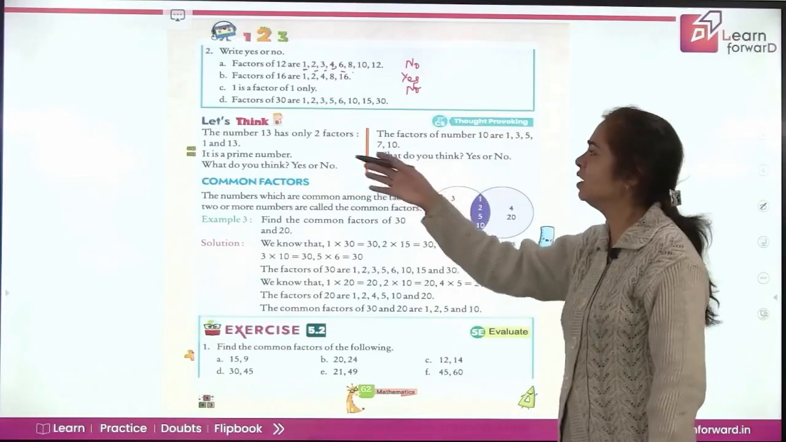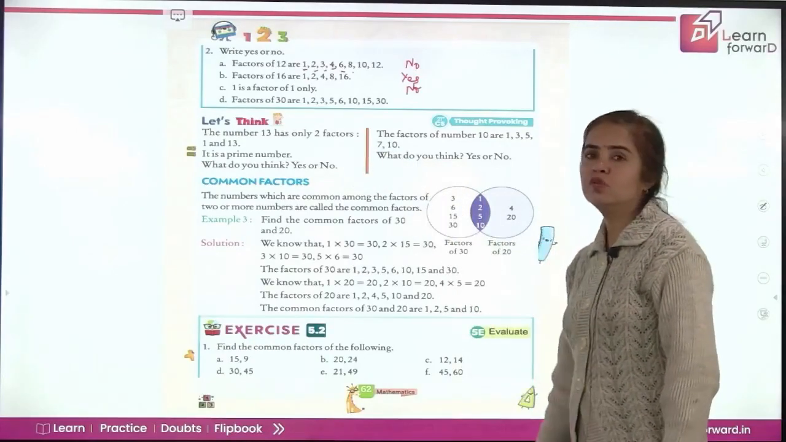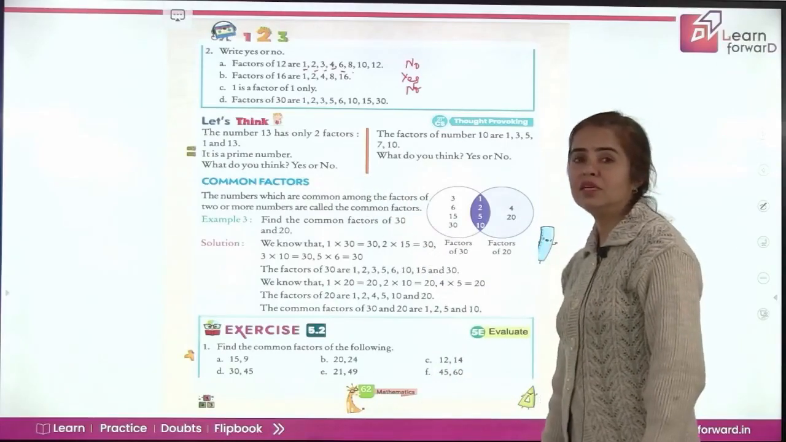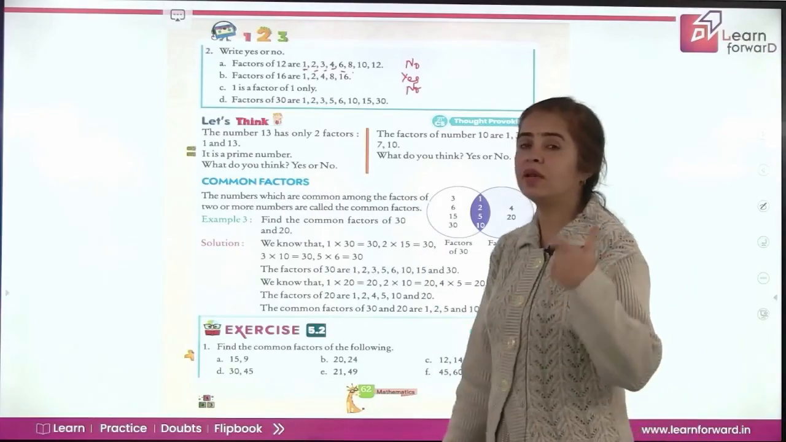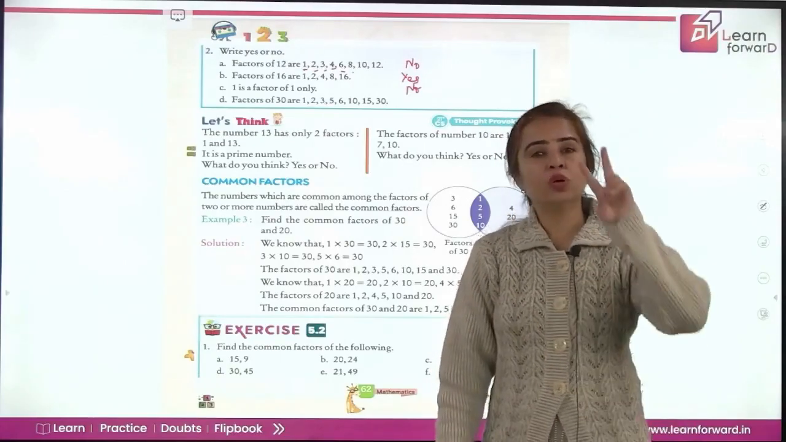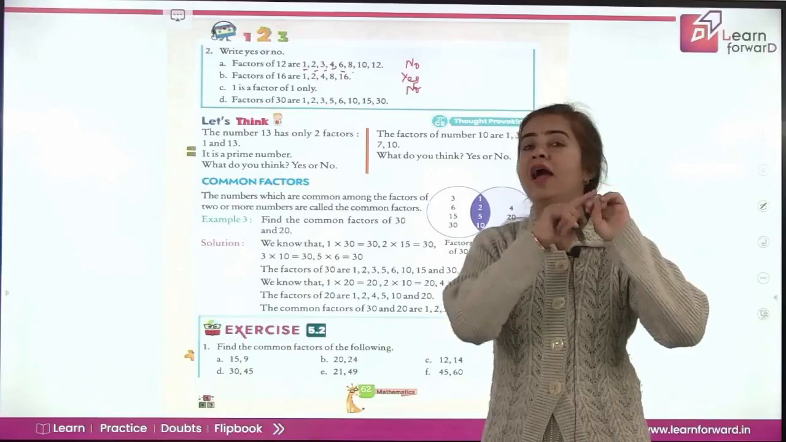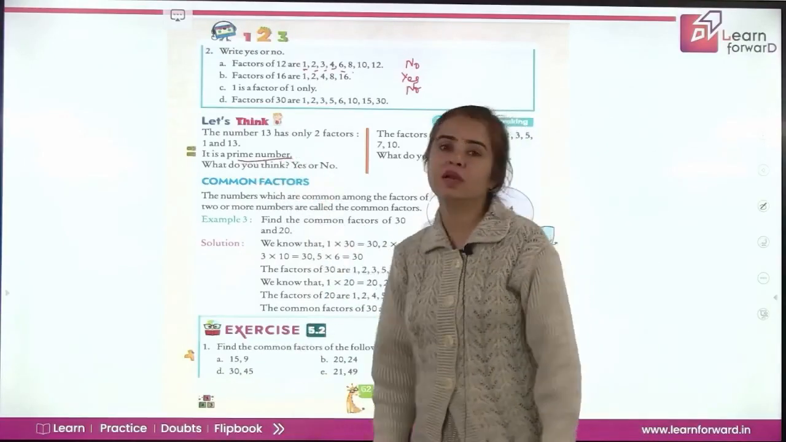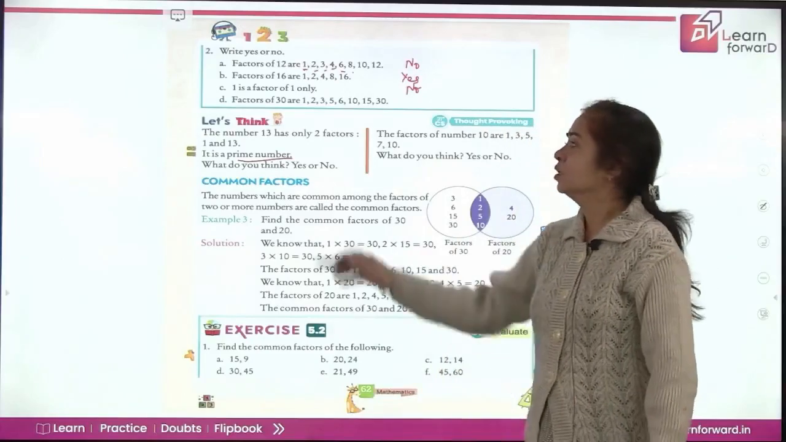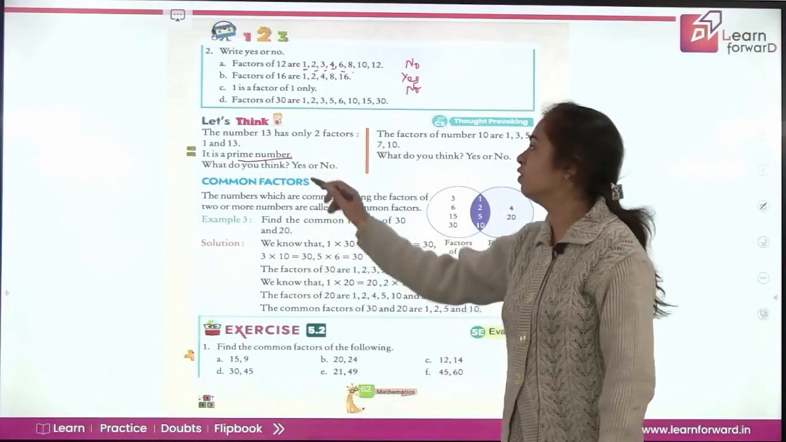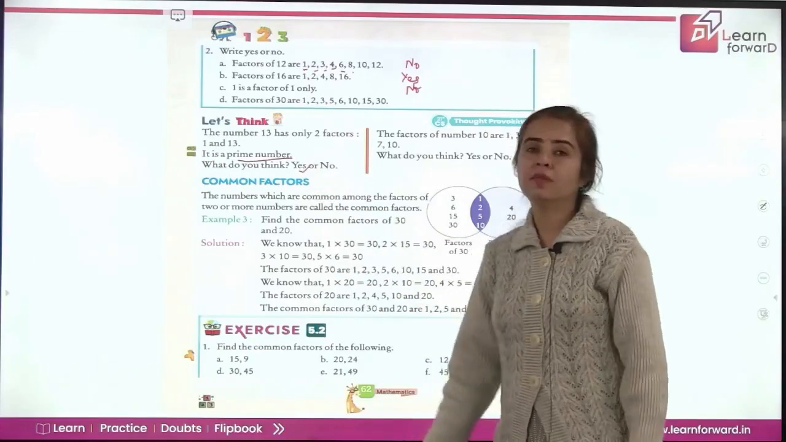Now, let's think. The number 13 has only two factors, 1 and 13. So, the smallest factor 1 and the number itself. Such a number which has only two factors, 1 and itself, such numbers are called prime numbers. Okay. So, because 13 has just two factors, 1 and itself, it is a prime number.